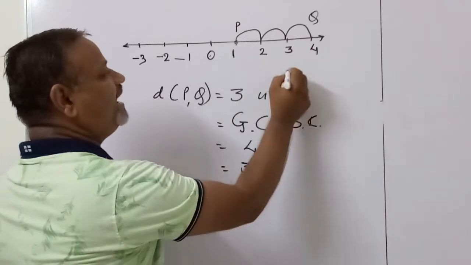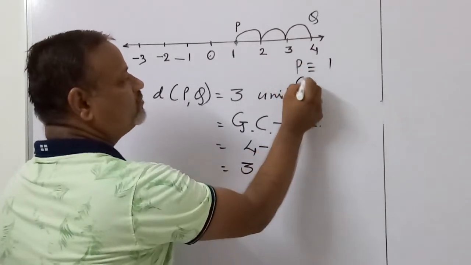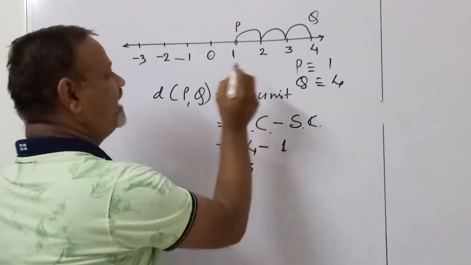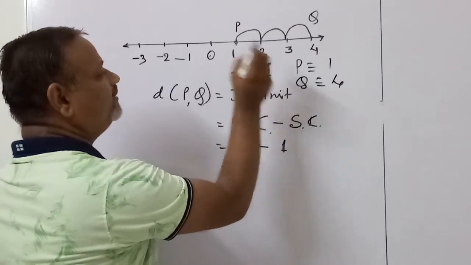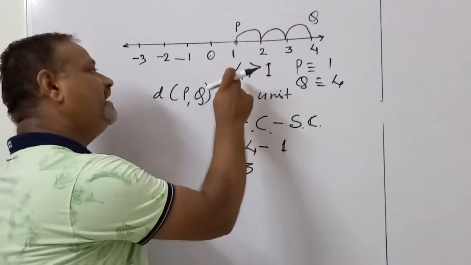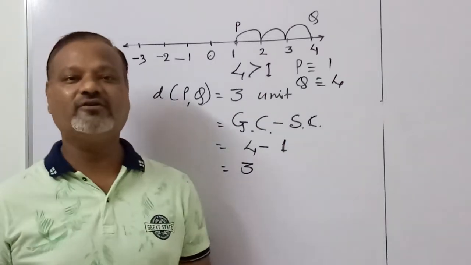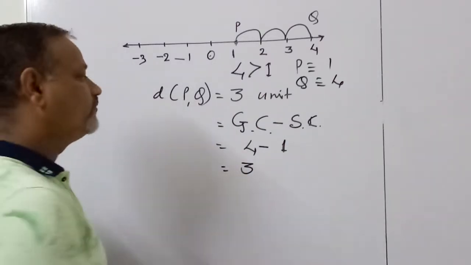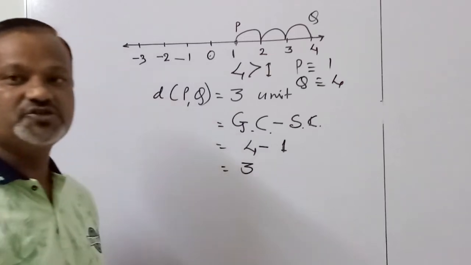P का coordinate क्या है? 1 है. Q का coordinate है 4. So naturally 4 is greater than 1. It means that the greater coordinate is 4 and the smaller coordinate is 1. Okay? So 4 minus 1 equals 3.